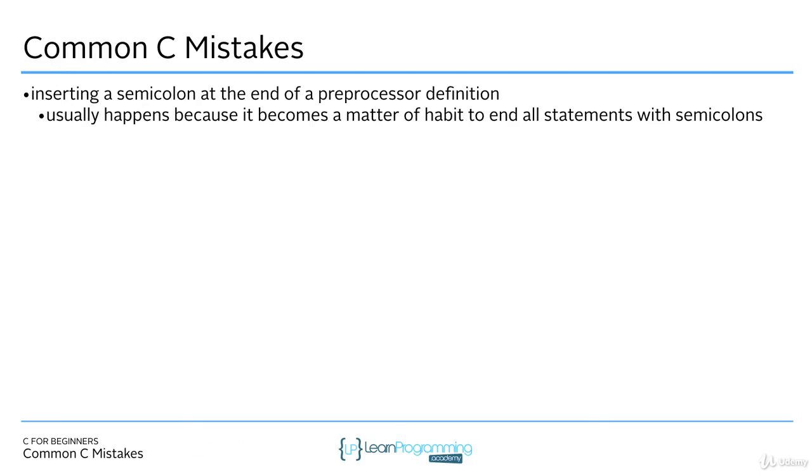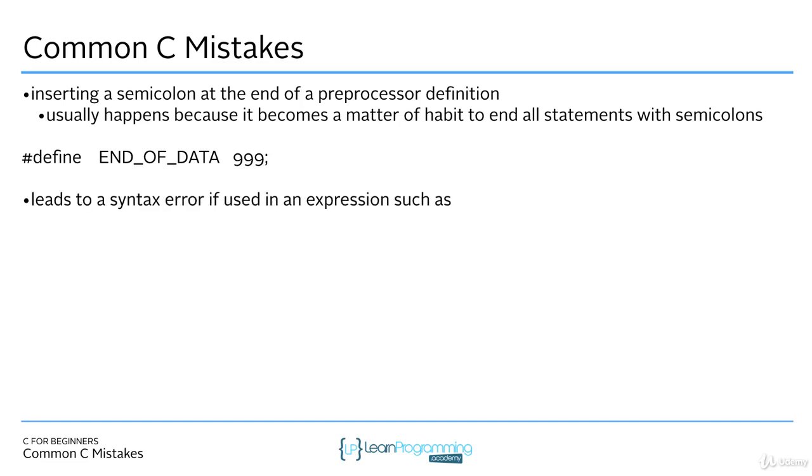Inserting a semicolon at the end of a preprocessor definition. Preprocessor definitions, remember, start with the pound symbol. The preprocessor is run before the compiler, usually for optimization. And so the correct syntax for preprocessor definitions is not to include a semicolon. However, in C, you get into the habit of always putting a semicolon after everything. But you have to remember that if you define some constant data, you don't need the semicolon. This is incorrect. This will lead to a syntax error if it's used in an expression like that.